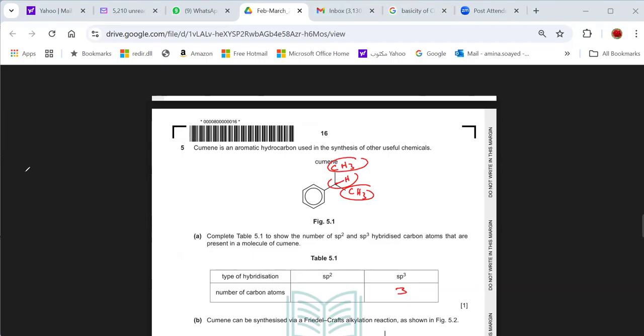Now let us look at the sp2. Whenever we have a carbon that is bonded to 3 other atoms, so here this carbon is bonded to carbon 2 and 3, this means that it is sp2 hybridized, and all the others will be the same, because every carbon here is bonded to a hydrogen and 2 other carbons. So always there will be sp2 hybridization, and this means that we have 6 sp2 hybridized carbon atoms. So we have 3 sp3s and 6 sp2s.